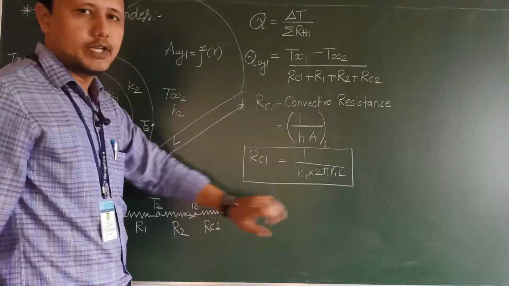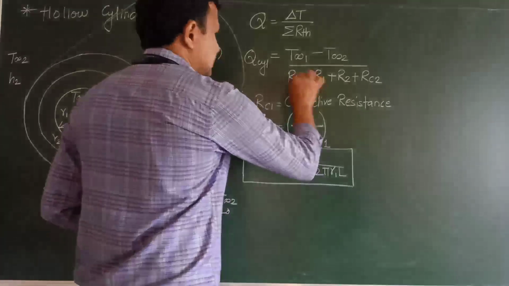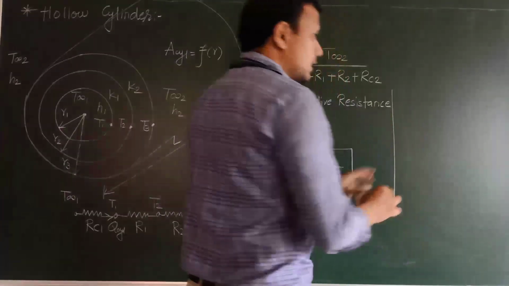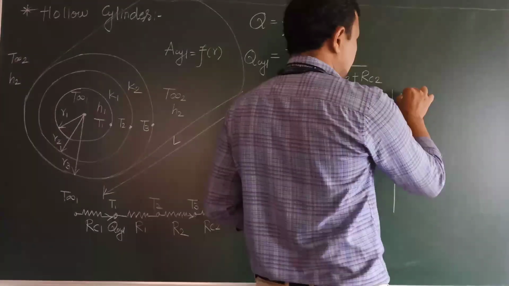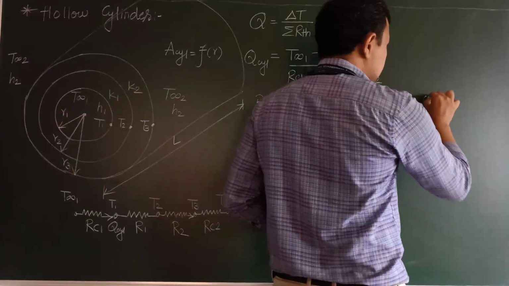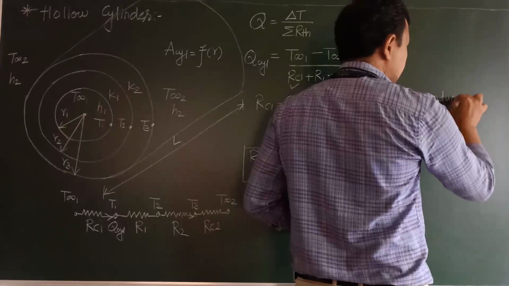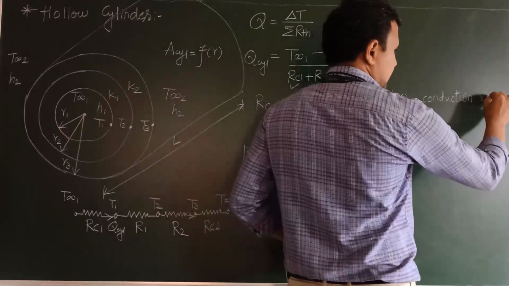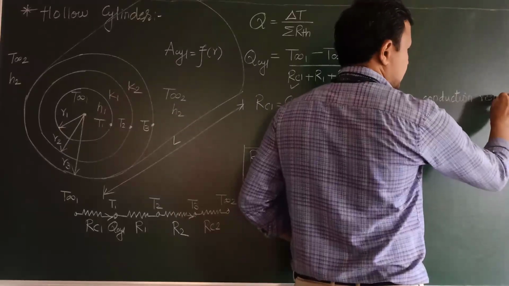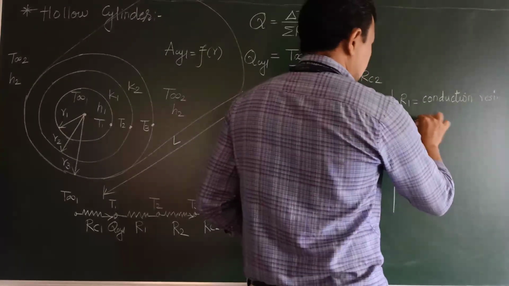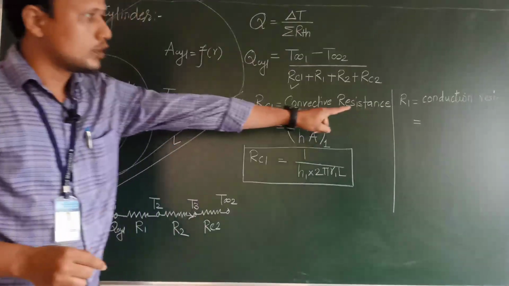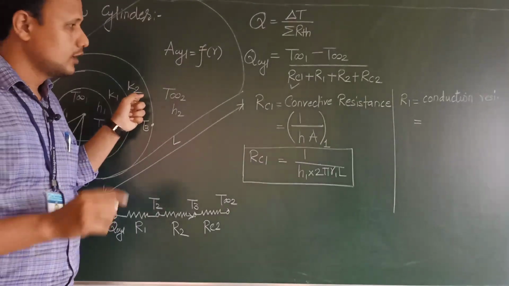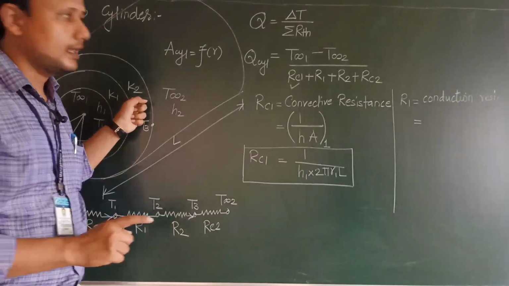So the first quantity we have evaluated. This is done. Now we will go on to R1. Notice that R1 is conduction resistance. Firstly, we will understand the physics and then we will convert it into appropriate mathematics. But even if it is conduction resistance, now we will analyze the geometry. This is not a plane wall. So we will not use L by KA.